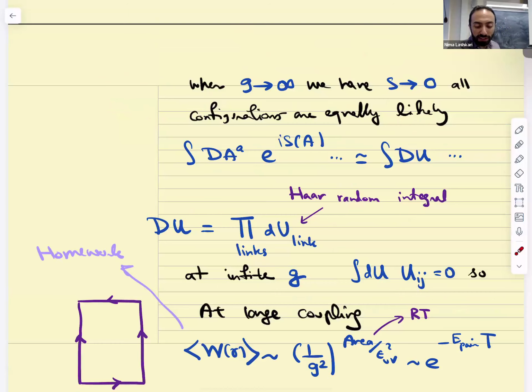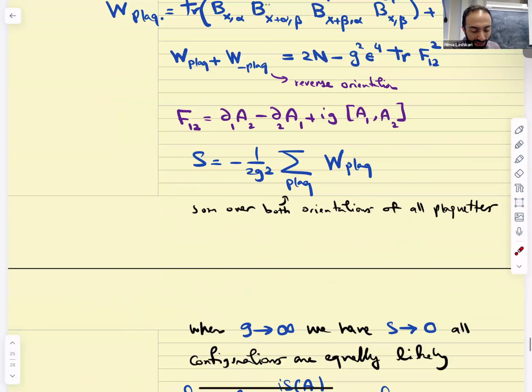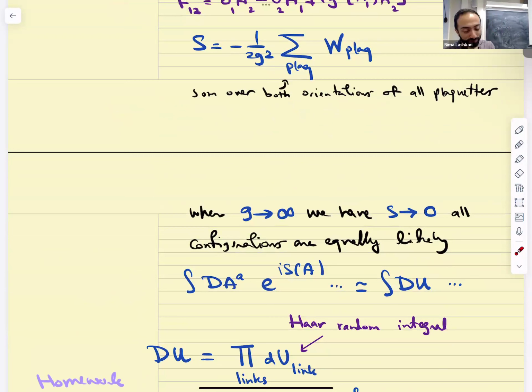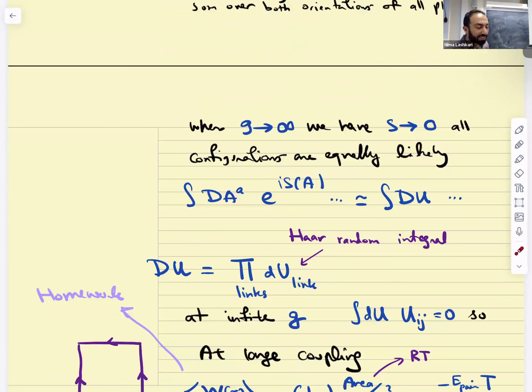In the g going to infinity limit, S goes to 0, and all configurations are equally likely. So your path integral will be a path integral over dU's, but now over all possible U's. Now on a lattice, it's pretty clear what the path integral is. It's a product over all links of a bunch of Haar random unitary integrals.